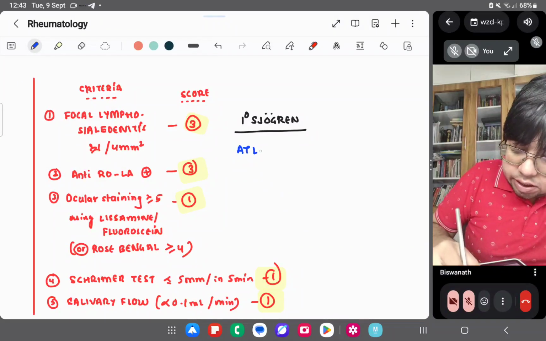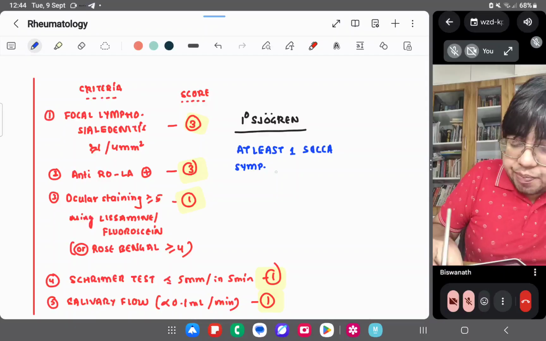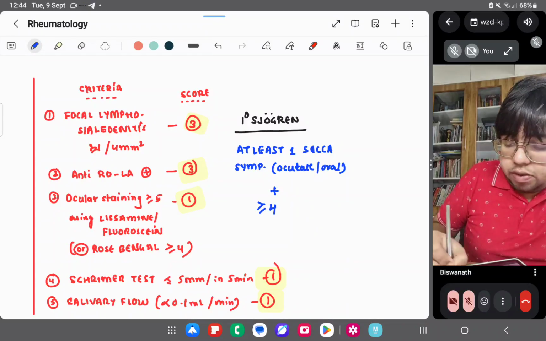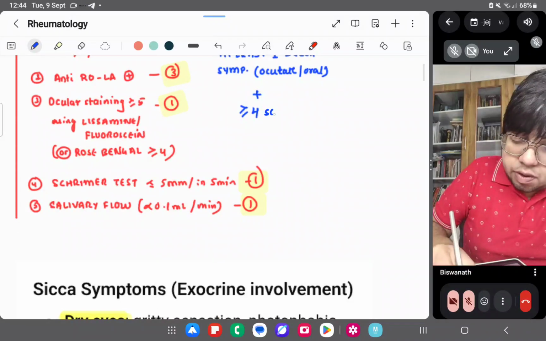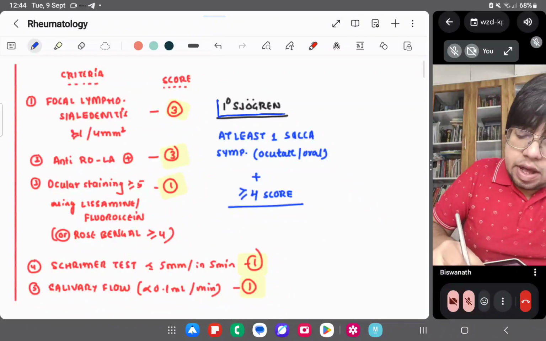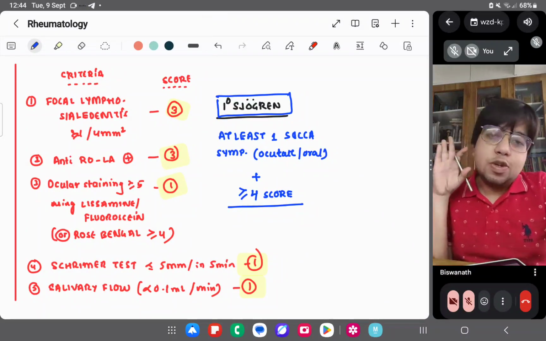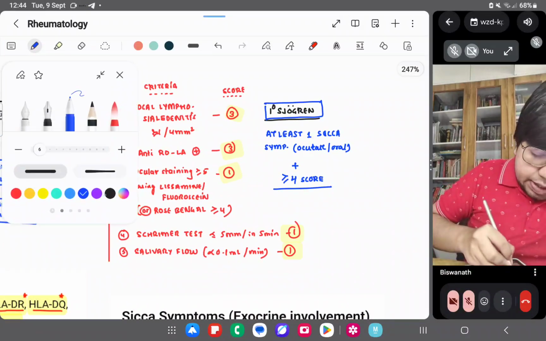So at least one sicca symptom, it may be ocular, maybe oral, plus a score of more than or equal to 4. Then it is diagnosed as primary Sjogren's. This is not that important for you, but this is the criteria part.